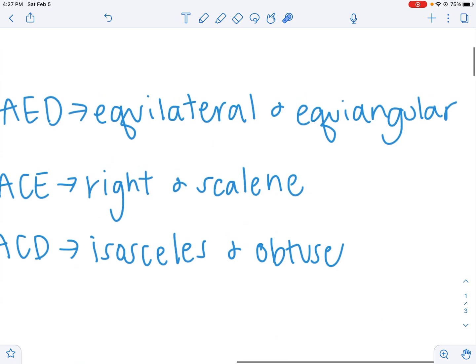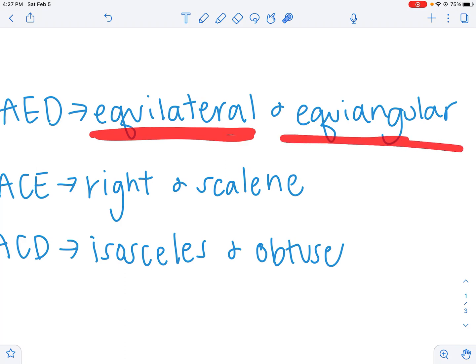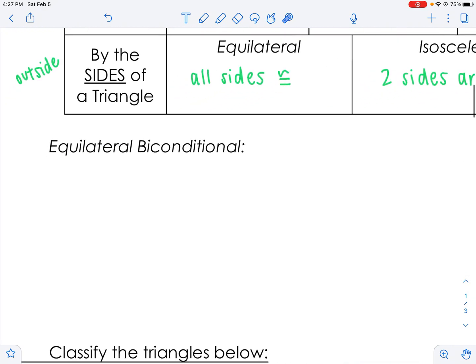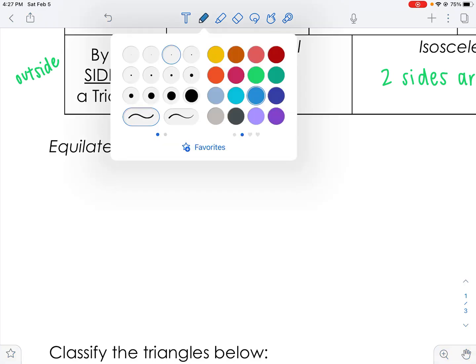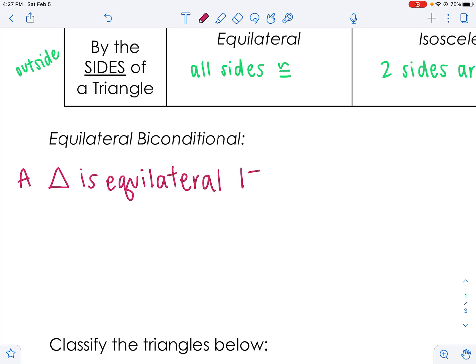One of the things I want to talk about is this equilateral and equiangular. It just kind of makes sense that if all the sides are the same, well, all the angles are the same. And we call that our equilateral biconditional. Remember that biconditional is that phrase that goes forwards and backwards. So it would go something like this. A triangle is equilateral if and only if, which remember that phrase IFF for biconditionals, it is equiangular. So a triangle is equilateral if and only if it's equiangular, and it goes the other way, that it's equiangular if and only if it's equilateral.